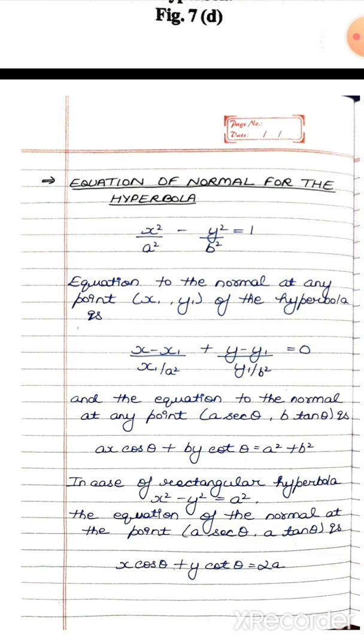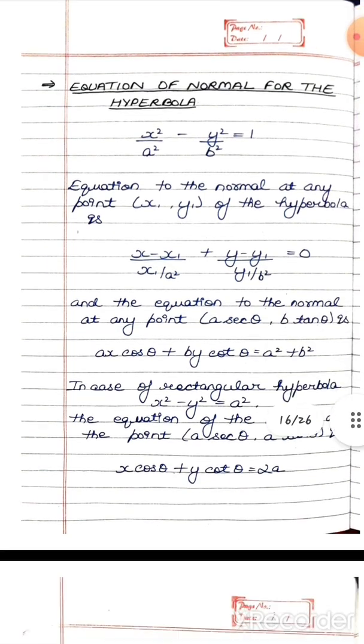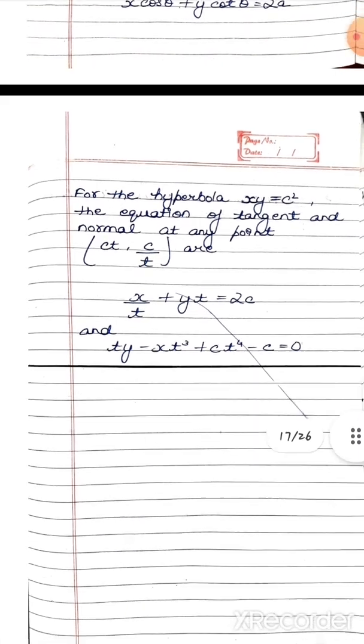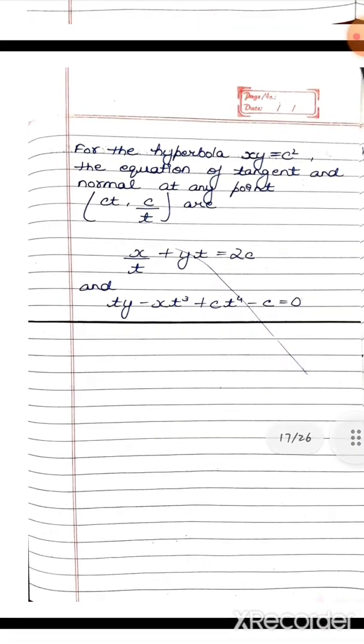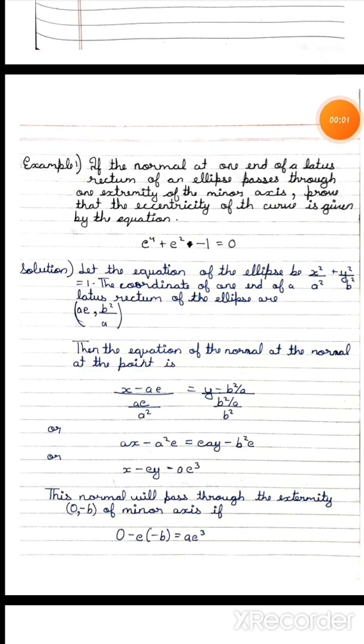In case of a rectangular hyperbola, x square minus y square is equal to a square. The equation of the normal at the point is x cos theta plus y cot theta is equal to 2a. So, for the hyperbola xy is equal to c square, the equation of the tangent and normal at any point are x upon t plus y t is equal to 2c. So, we get t y minus x t cube plus c t to the power 4 minus c is equal to 0. After that, we take an example based on the equation of normal.